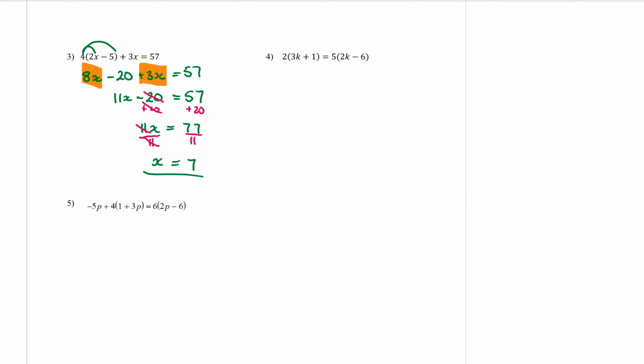Question 4, we have two sets of brackets to expand. So one at a time. 2 times 3k makes 6k. 2 times 1 is 2. Then we have the equal sign. The next bracket, 5 times 2 is 10k, and 5 times negative 6 is negative 30.